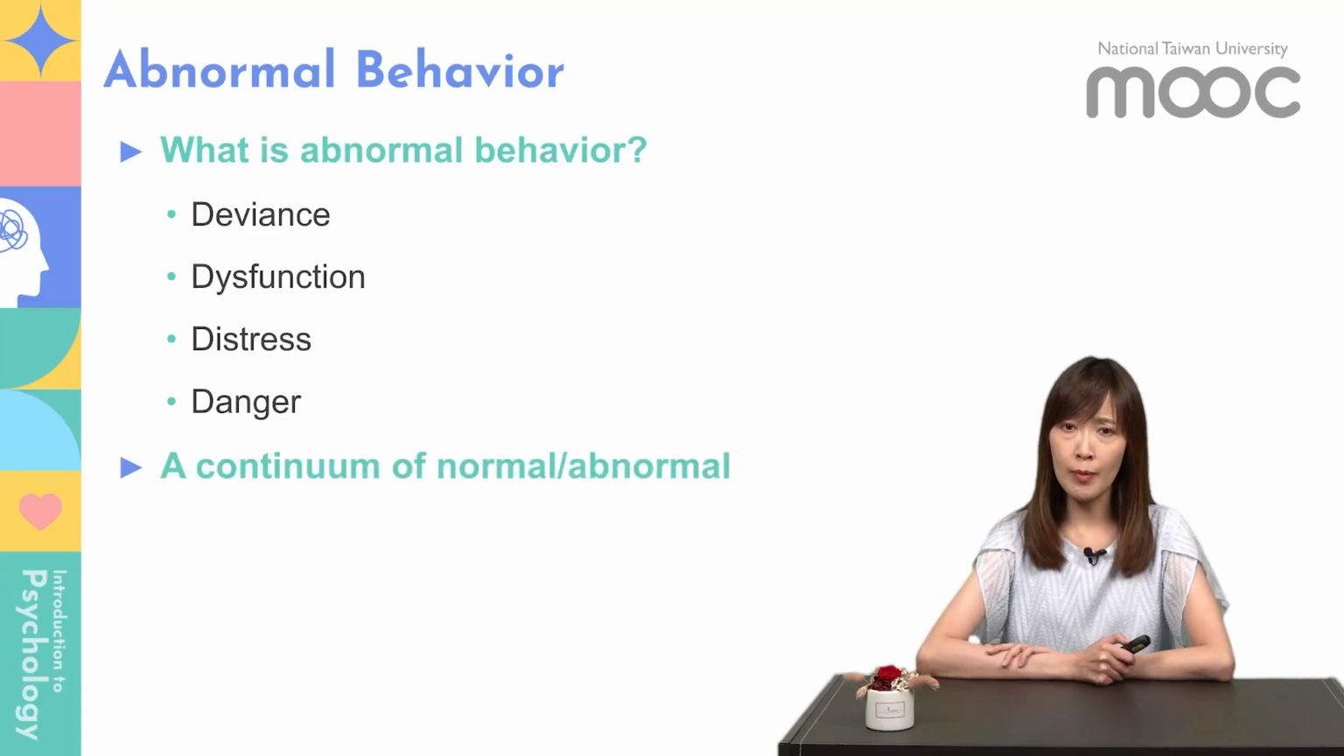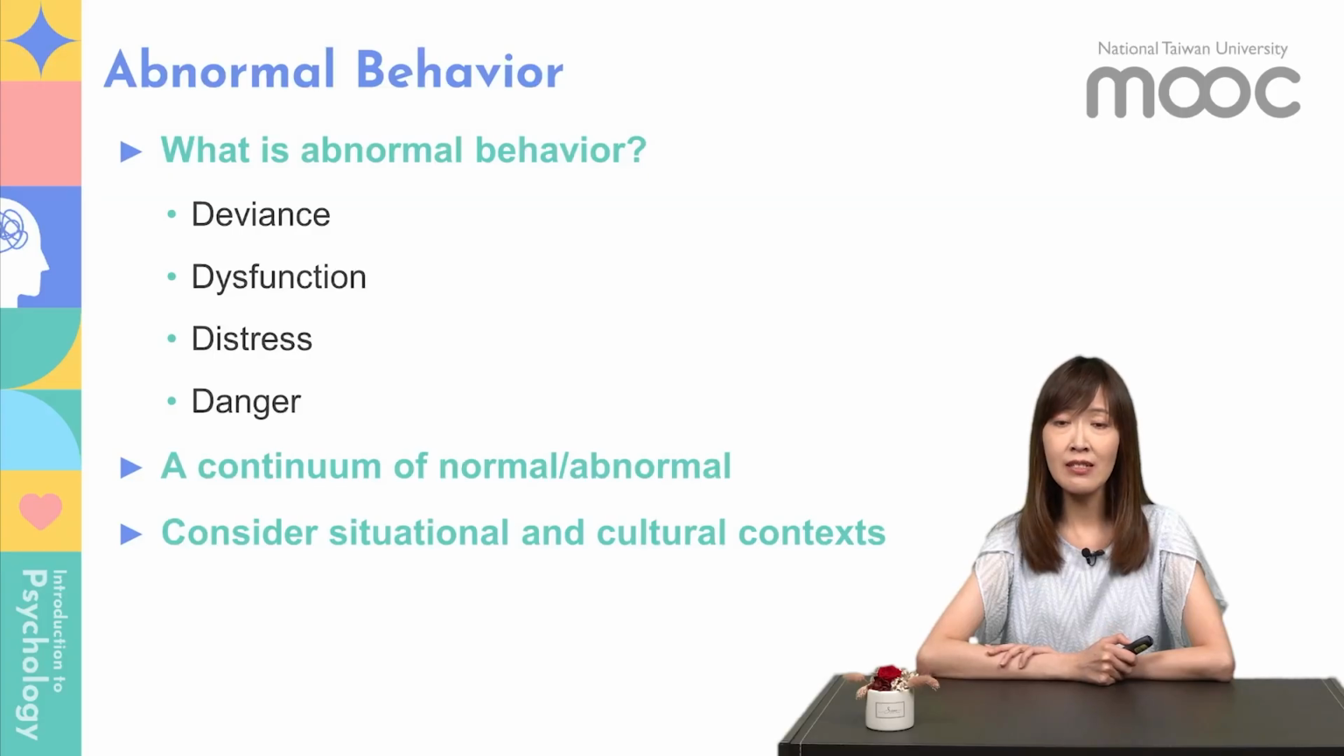And when we talk about normal and abnormal, it seems like there are 2 groups, normal and abnormal, but in reality, it's hard to put people just into these 2 groups. We should know that it is actually on a continuum. And when we consider behavior normal or abnormal, we should take into consideration the situational context and cultural relativity.